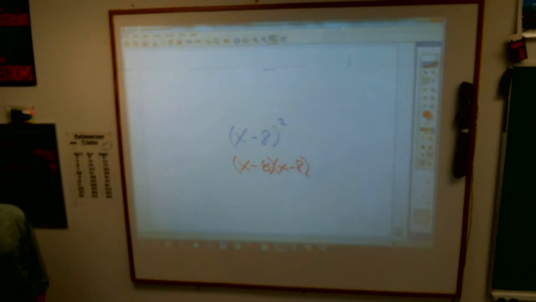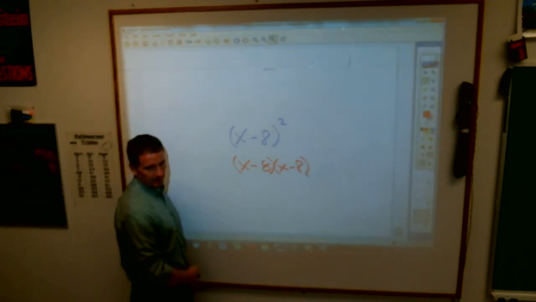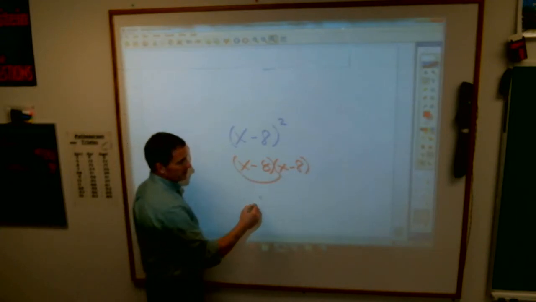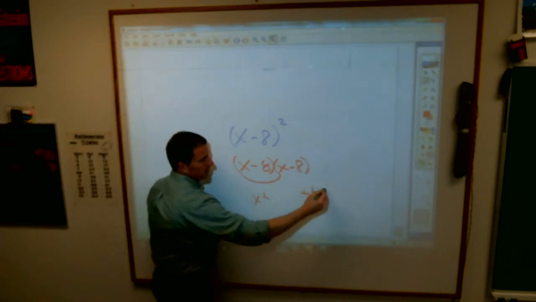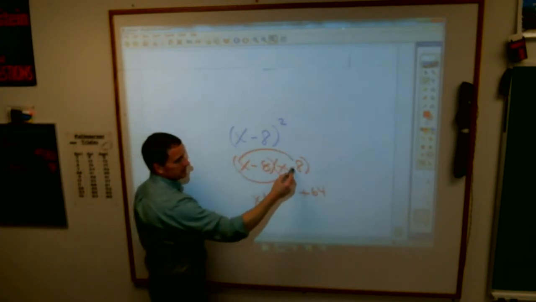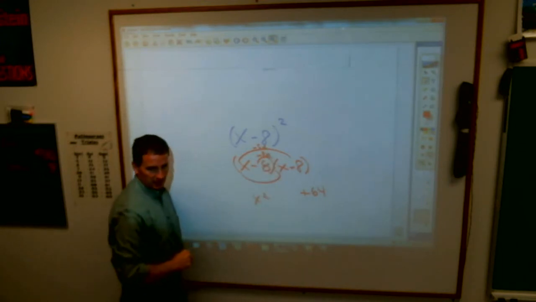Wow, not very good. Aubrey, what'd you say the answer was? X squared plus 16x plus 64. Okay, the only issue I have is the plus 16x. Why? Because here, let's look. I agree, x squared. I agree a negative 8 times a negative 8 is a 64 plus. But if you add a negative 8x and another negative 8x, it doesn't make them positive.